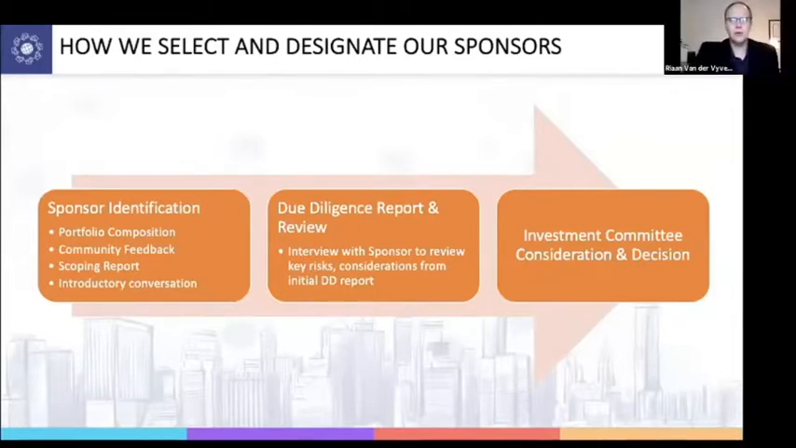Definitely, Gabby, thank you. So just to start off with, this is almost like how we identify sponsors. The key point here is that we look at the current portfolio composition, and by that I mean the spread between growth assets or growth deals, income deals, whether it's based in the US, whether it's based in the UK, whether it's based in the EU.